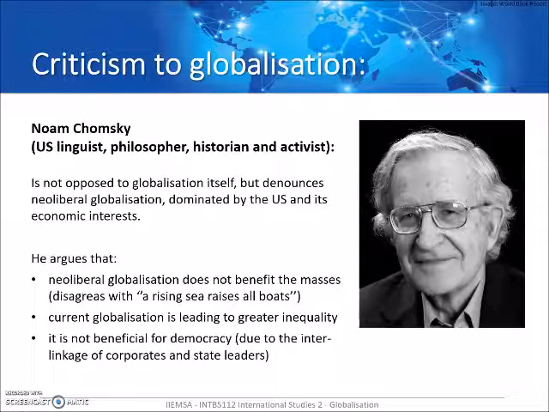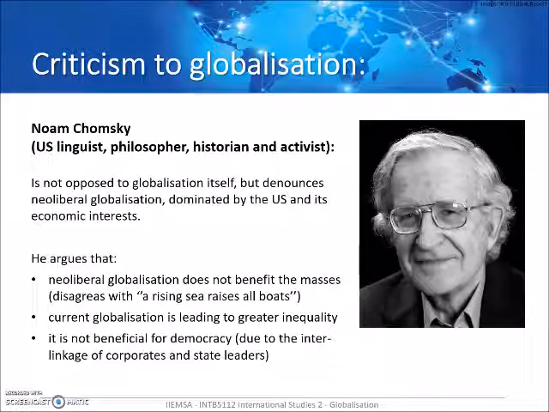So he disagrees with the idea that a rising sea raises all boats, which was the idea that if we create more wealth, then everybody is better off. He says, no, that's not the case, because wealth is being monopolized by a few individuals, and the rest are actually not getting wealthier, but rather poorer. He's also saying that the current globalization is leading to greater inequality, and there is a lot of evidence in numbers for that.